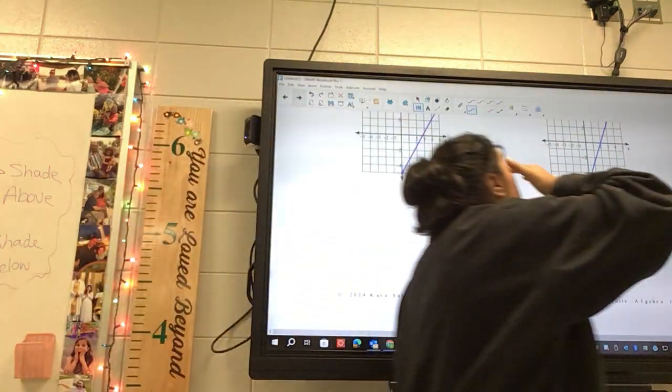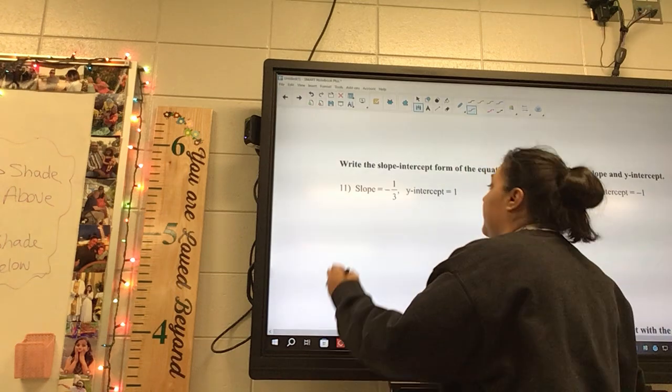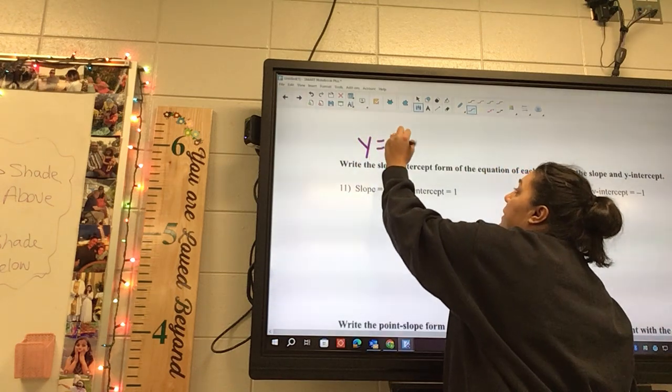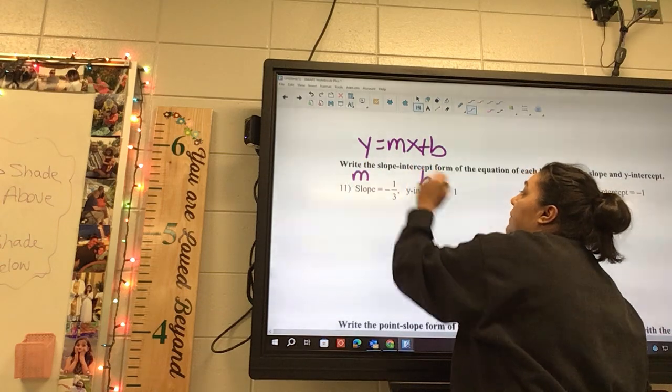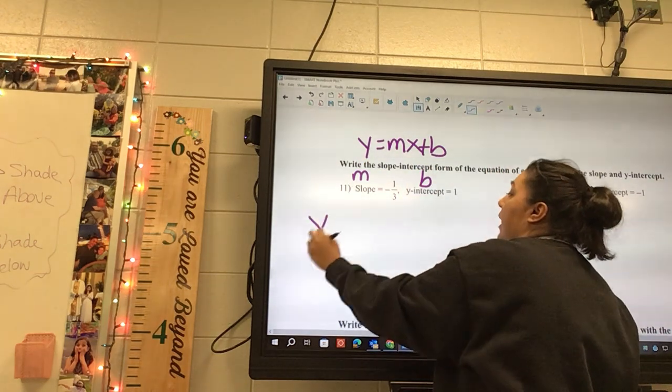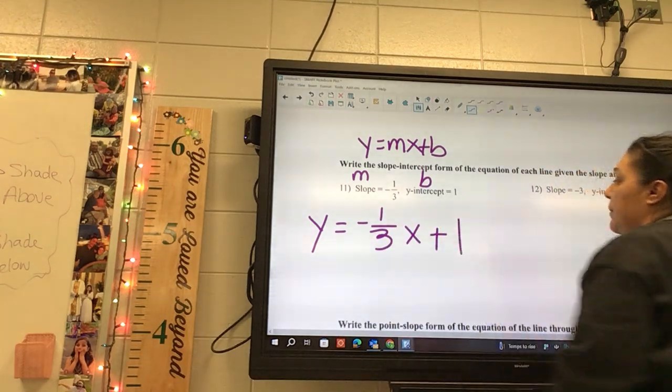Okay, number 11. It needs to be in this form of y equals mx plus b. Okay, this is my m, this is my b. So it's going to look like y equals negative 1/3 x plus my b, which is 1.